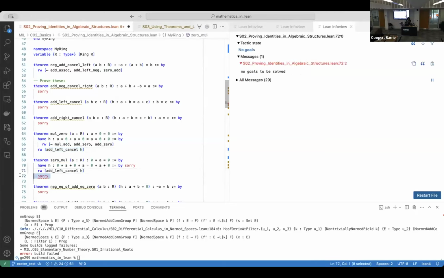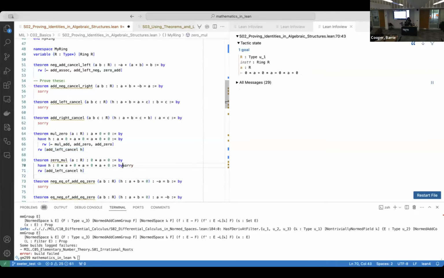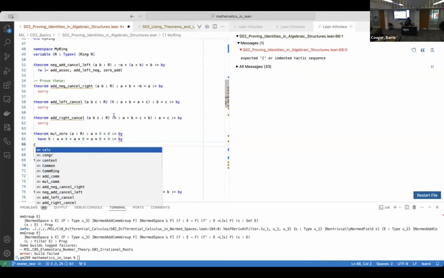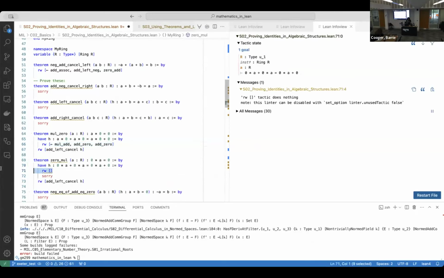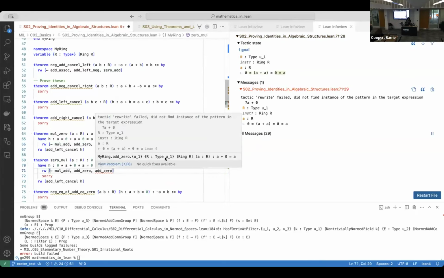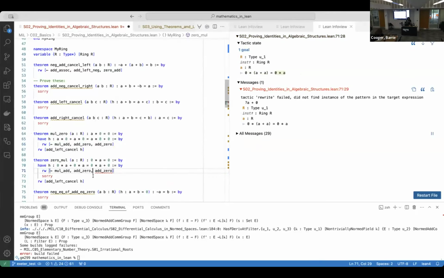Okay, and that seems to work. So now we've got to fill in this proof. By copying and pasting and fixing it. Okay. Okay, so everything works up till add 0 up here. Oh, wow. Maybe we want to fix it.